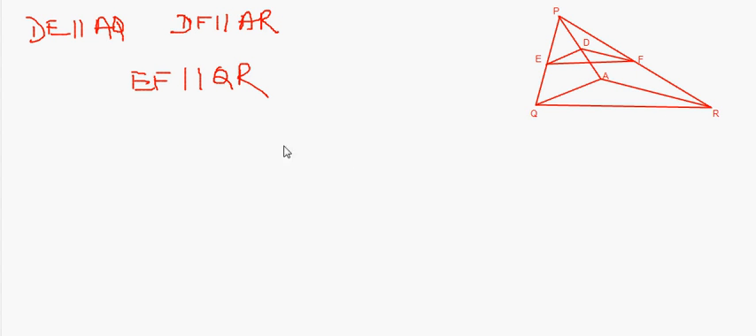It's almost like the previous question. So start doing it and you will reach the proportionality which is derived from EF parallel to QR. So then you can apply the converse of basic proportionality theorem to prove this.